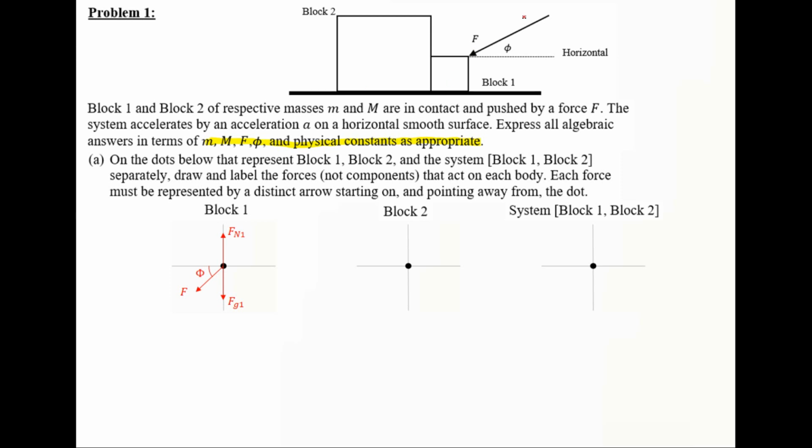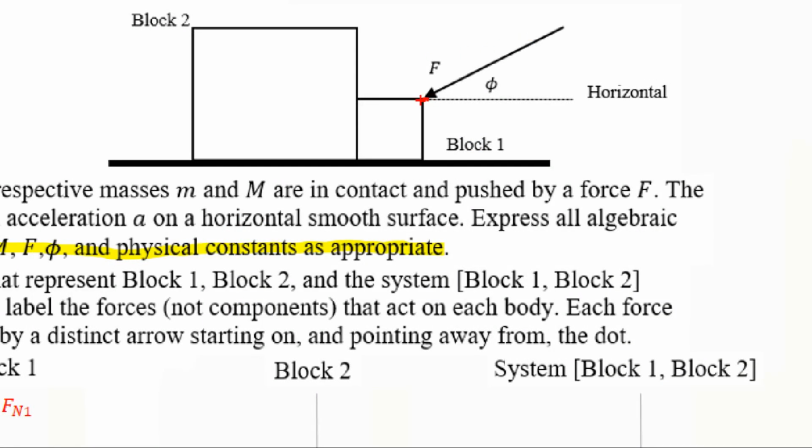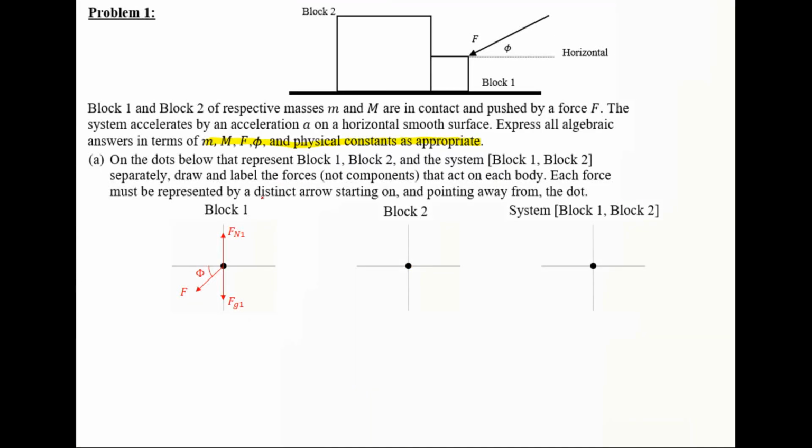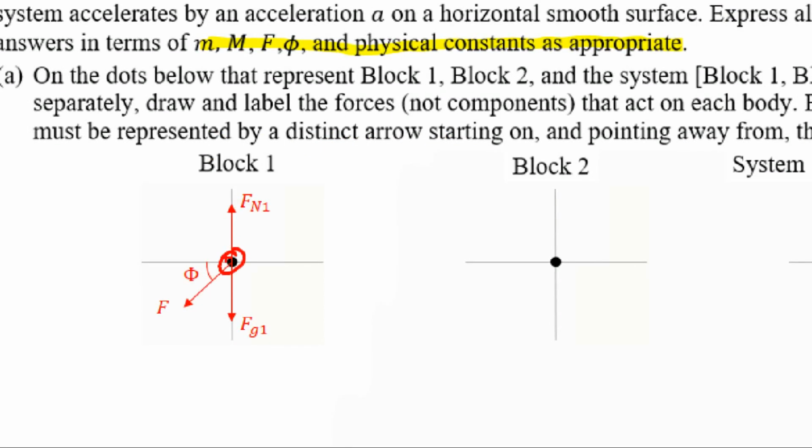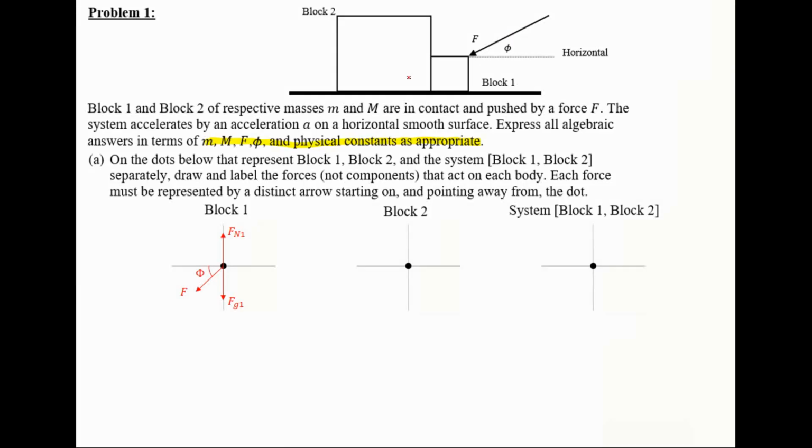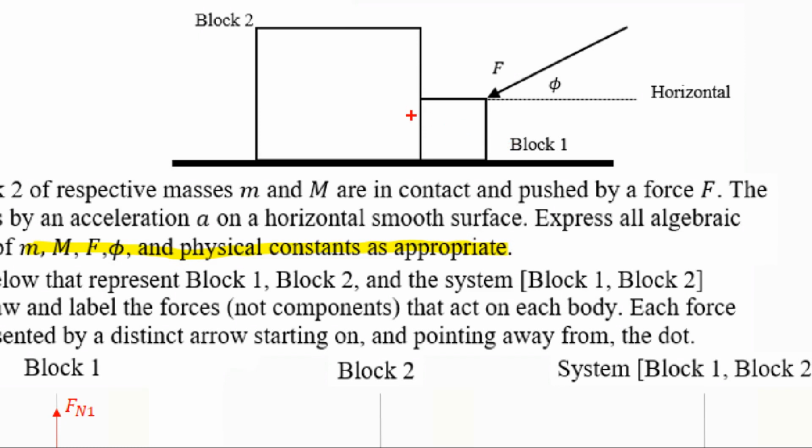Now notice that the force F is being applied at that point, but we need to follow the rule that each force must be represented by a distinct arrow starting on and pointing away from the dot. The dot represents the block. For this reason it will be represented from this point, making an angle phi with the horizontal. And we don't forget that block 1 sees block 2 as a support, therefore block 2 will exert a force on block 1 given by the normal push, similar to the normal push, which is given by F2 on 1.